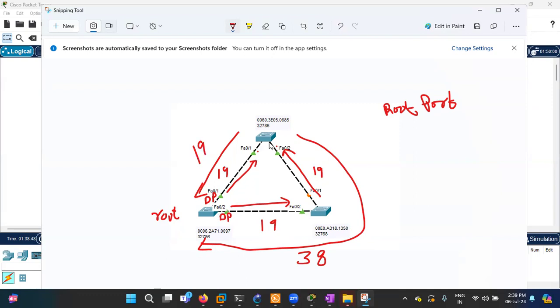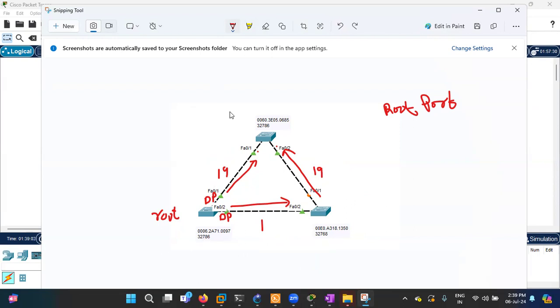Once it reaches here, then which port will become the root port? If this port is chosen, the cost is 38. If this port is chosen, then the cost is 19, right? Correct? Then this port will become a root port. Clear? I will prove this one as well. Here switch port number 01 is the root port.